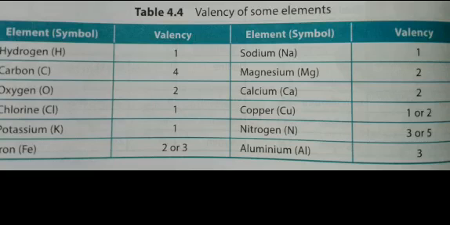The valency of sodium, symbol Na, is 1. The valency of magnesium, symbol Mg, is 2. The valency of calcium, symbol Ca, is 2. The valency of copper, symbol Cu, is either 1 or 2. The valency of nitrogen, symbol N, is 3 or 5. And the valency of aluminum, Al, is 3.